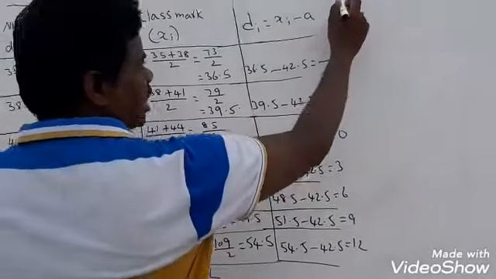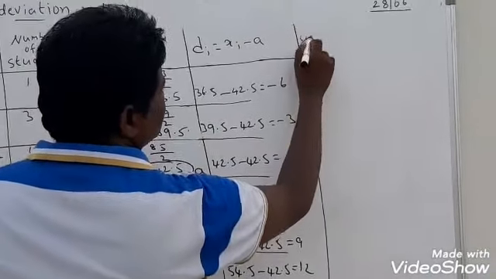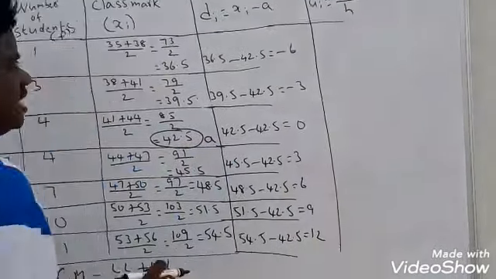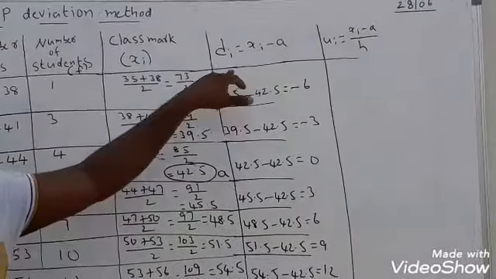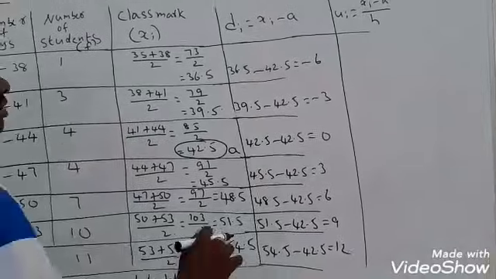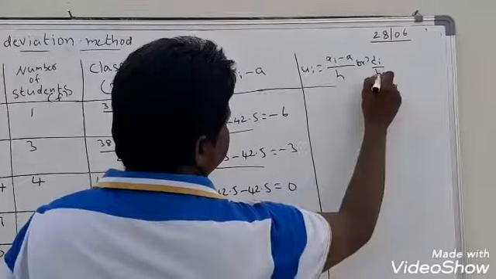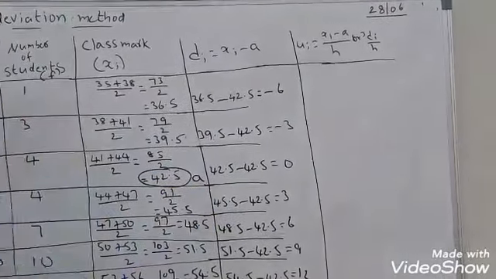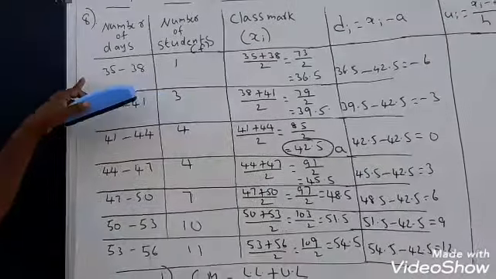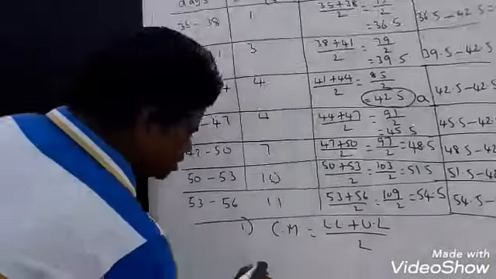After that, I told you to calculate the ui value. Ui is equal to xi minus a by h, that is, di by h. You have the di values, so divide by h. Here h means the class size. What is the class size here? 38 minus 35 equal to 3. That means here h is equal to 3.